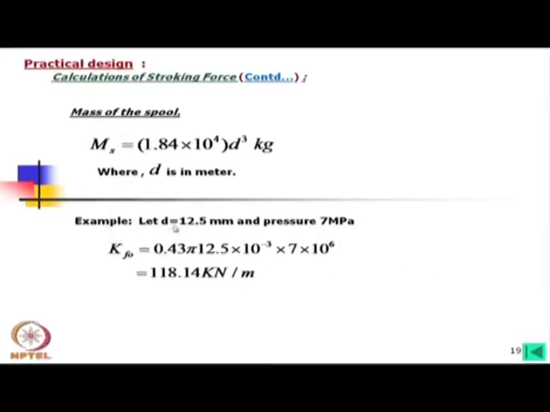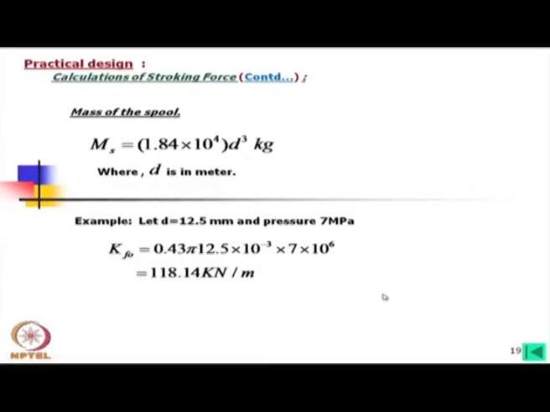Now we take a realistic value, a 12.5 millimeter spool, say for about 30, 40, 50 liter per minute flow. For that type of flow, a 12.5 millimeter spool diameter is good enough, and let us consider 7 megapascal, which is 1000 psi, not a very high pressure. So, for that K F 0 is 118.14 kilonewton per meter.